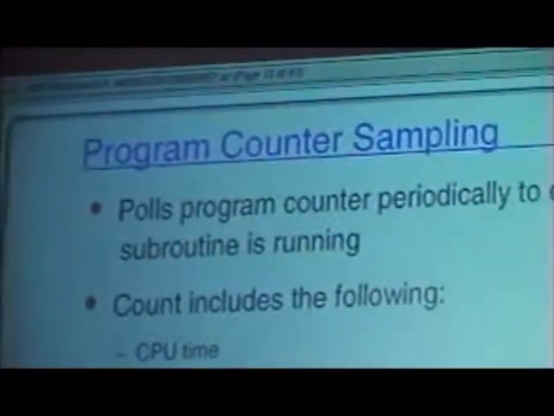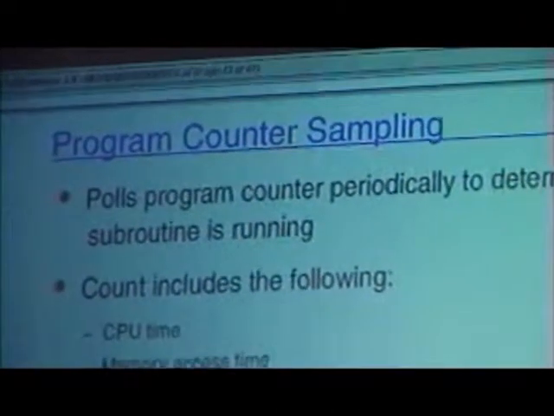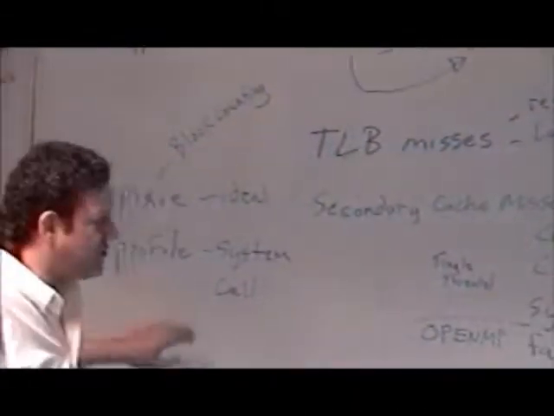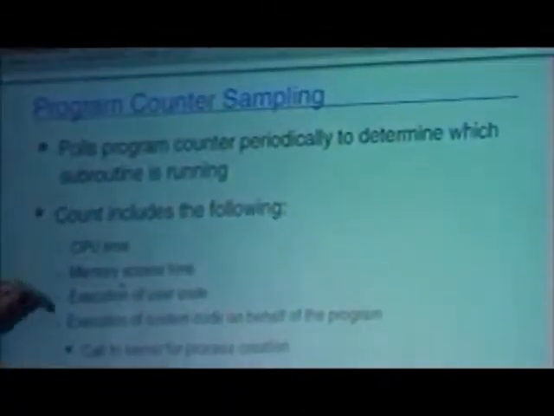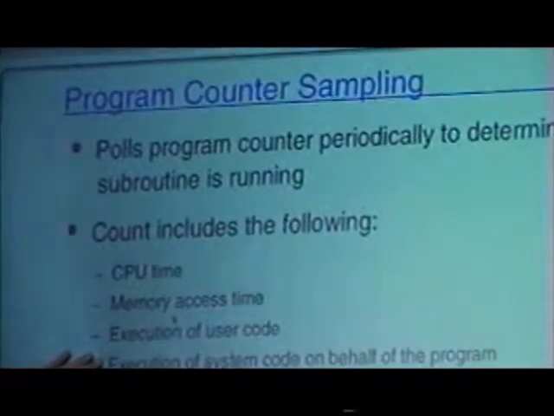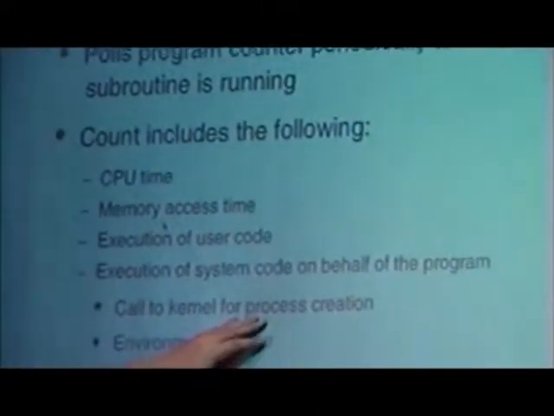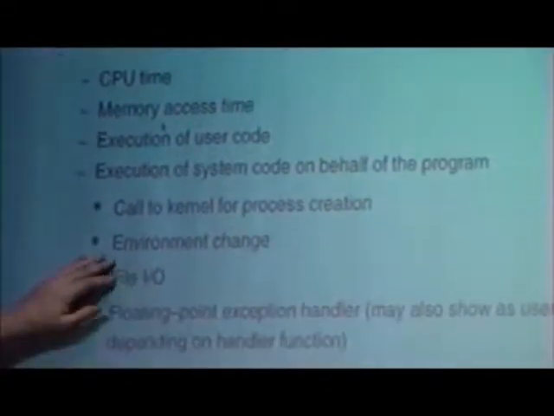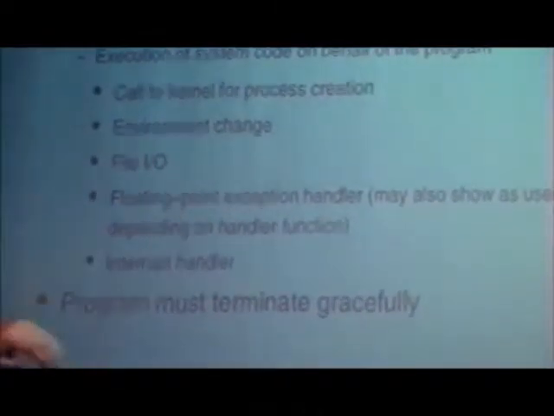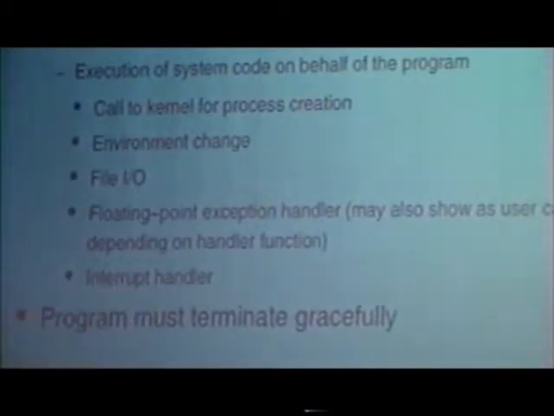The first one was program counter sampling. I kind of switched them in the order here. But profiling here, we pull the program counter periodically to figure out where it is. And that's going to include all your user time, your CPU time, your memory reference time, execution of your user code, execution of the system code. So you'd be able to look at this, for example, is the fork system call, the create processes, context switching, doing reads and writes, floating point errors, general interrupts due to disk interrupts or network interrupts. They're kicking you out of the CPU.